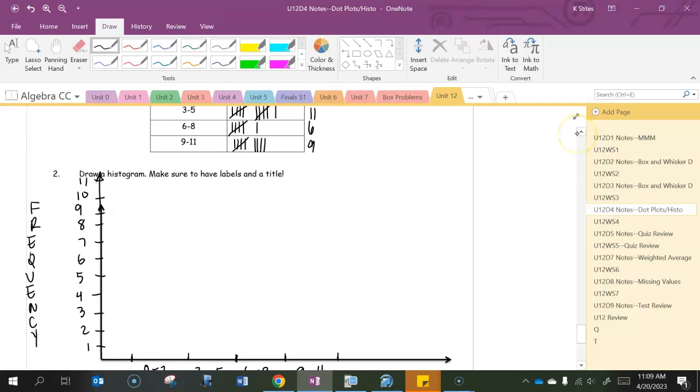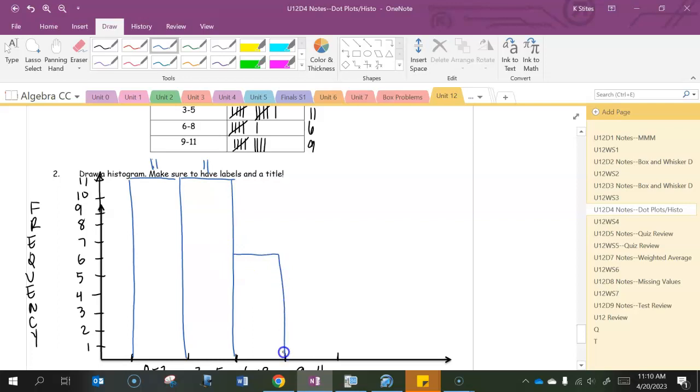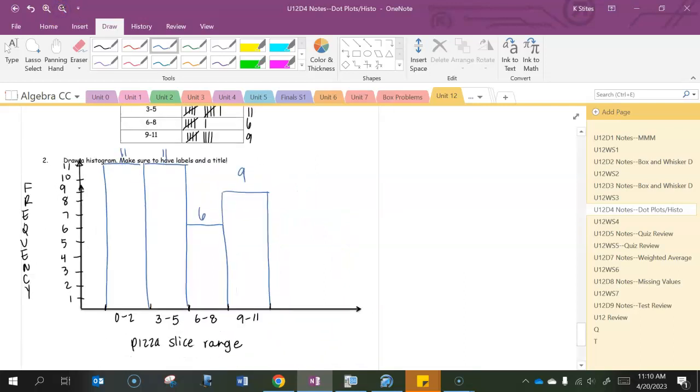Okay, so 0 to 2 and 3 to 5 had 11. We're going to put the 11s on top. And then 6 to 8 had 6. And 9 to 11 had 9. Okay, and then you just need to make sure you have a title, and I'm going to call this Pizza Slices.